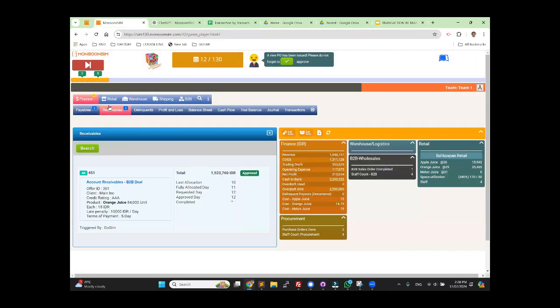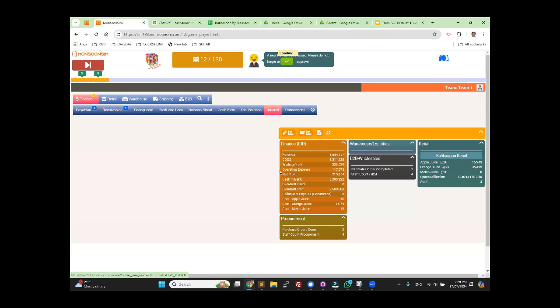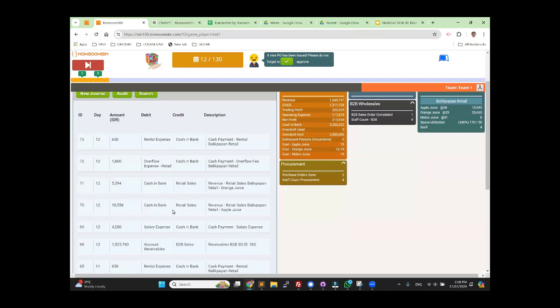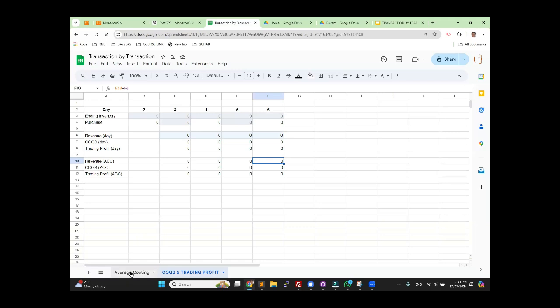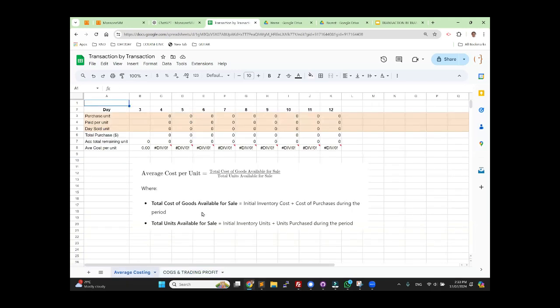You can take a look at the journal here. When you sell something, like this one, debit cash and credit retail sales. Next, I want to talk about two very important things, which is the cost. The cost that we are using in MonsoonSIM is average costing. So I've created a worksheet here, average costing.